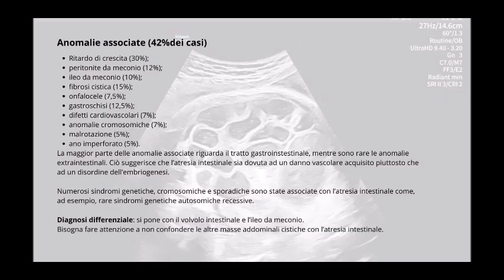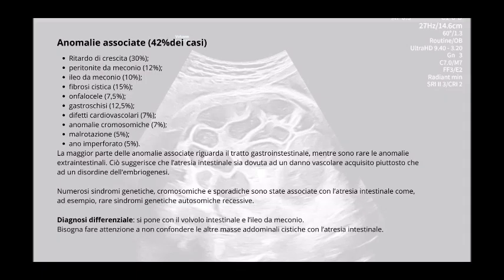In 42% of cases, associated anomalies may be present, including intrauterine growth retardation in 30% of cases, meconium peritonitis in 12% of cases, meconium ileus, cystic fibrosis, omphalocele, as well as gastroschisis, cardiovascular defects, and chromosomal abnormalities, in addition to imperforate anus in 5% of cases. Most of the associated anomalies, however, involve the gastrointestinal tract, while extraintestinal anomalies are less frequent. And this supports the hypothesis that intestinal atresia is often the result of an acquired vascular injury rather than a primary defect in embryogenesis. Several associated genetic and chromosomal syndromes have been described, including rare autosomal recessive forms.